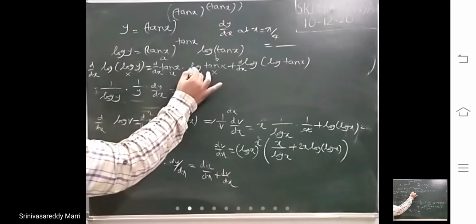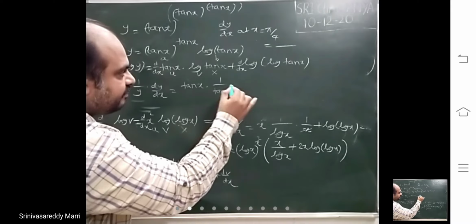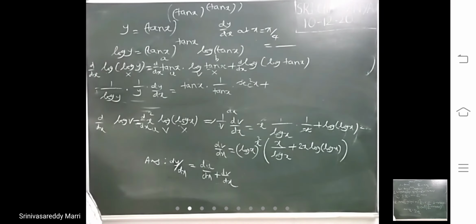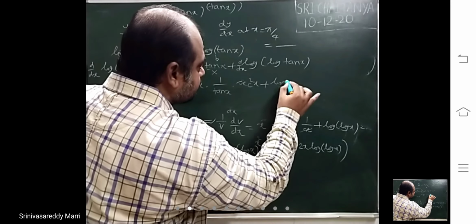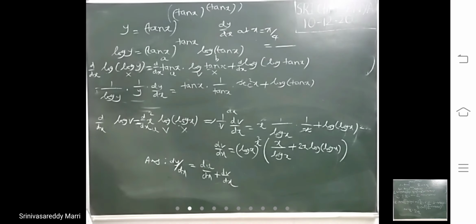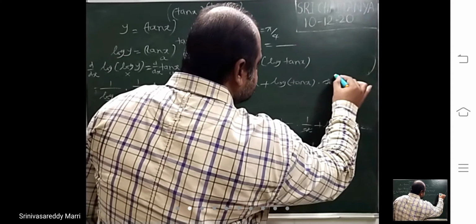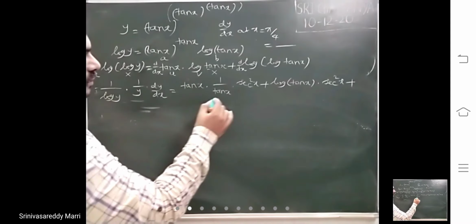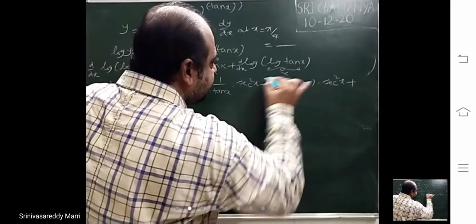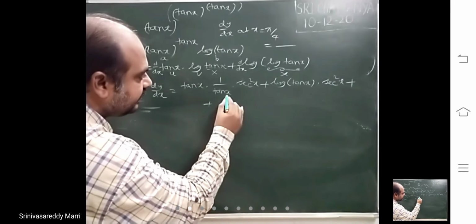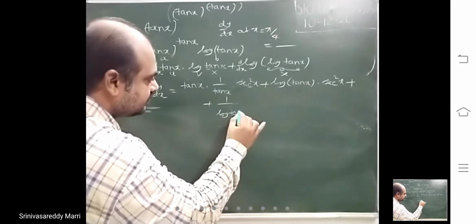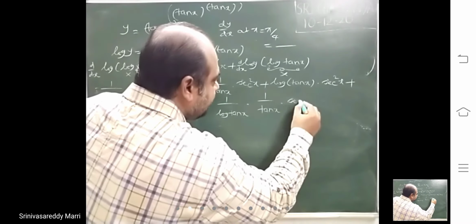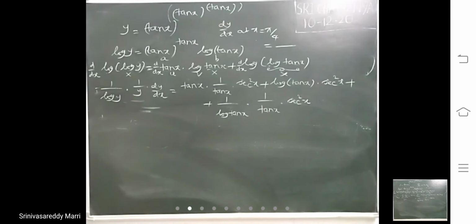This treat it as capital X, d by dx of log capital X, 1 by tan x into d by dx of tan x, secant square x, plus, so u into derivative of v I have written, next v into log of tan x into derivative of u, that means secant square x plus, so now derivative of log of tan x, first step you treat this as capital X, that means 1 by capital X d by dx of log tan x again, d by dx of log tan x means 1 by tan x into secant square x.